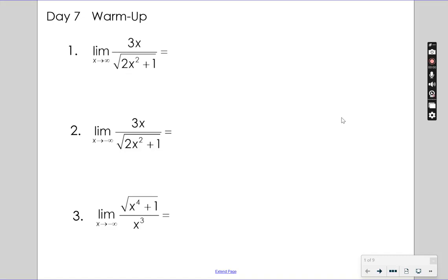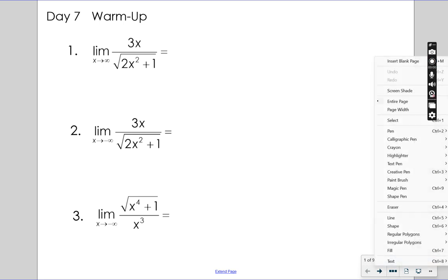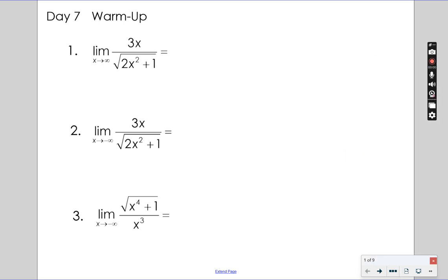All right, so our limit problems. First thing we are going to do is check and see what x is approaching. If it's approaching a number, we're going to try plug it in first, and then one of our strategies if that didn't work. If it's approaching infinity or negative infinity, we need to think about end behavior of the function.